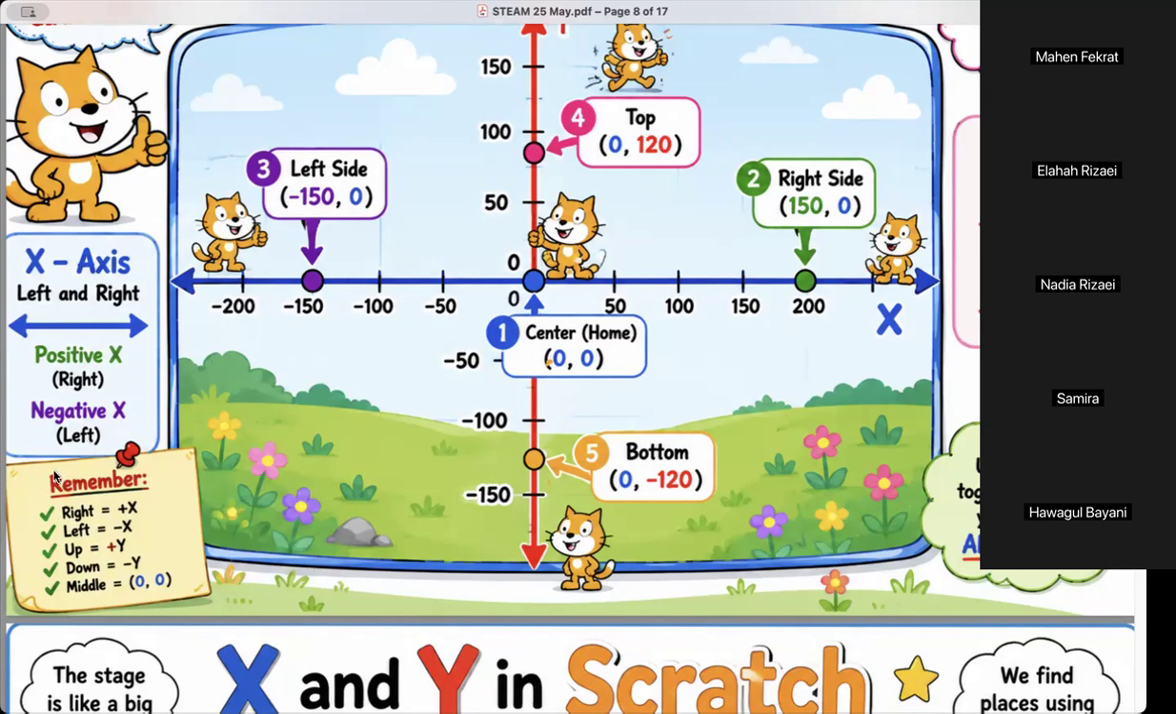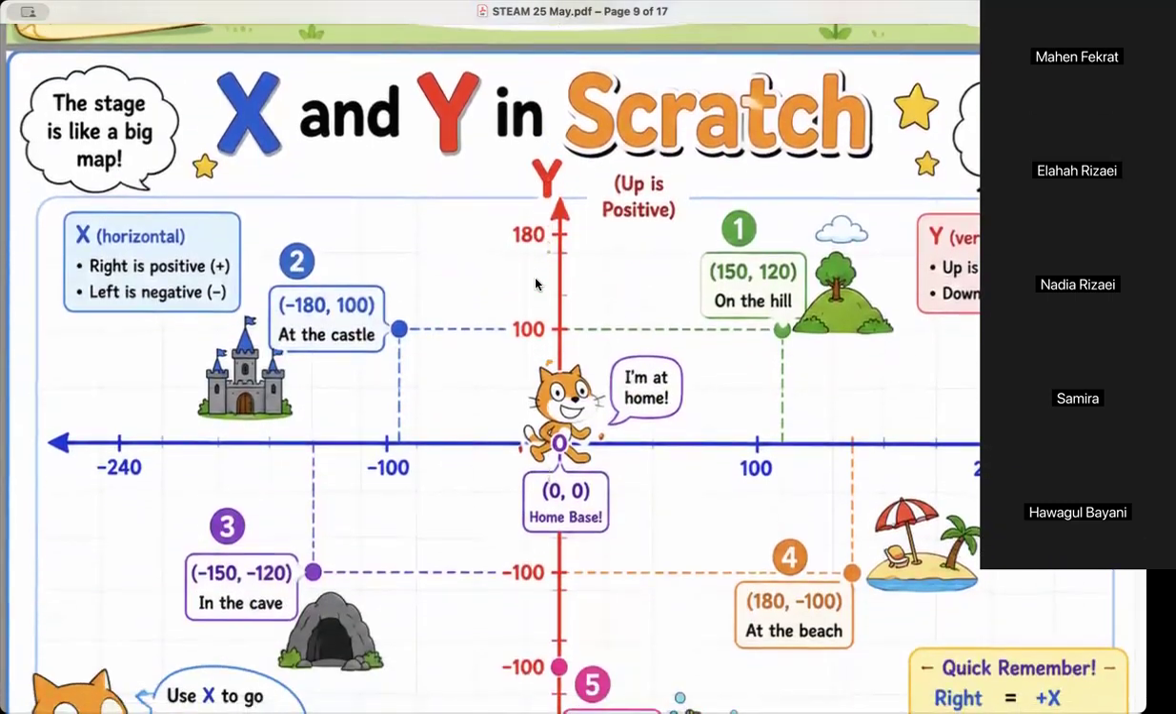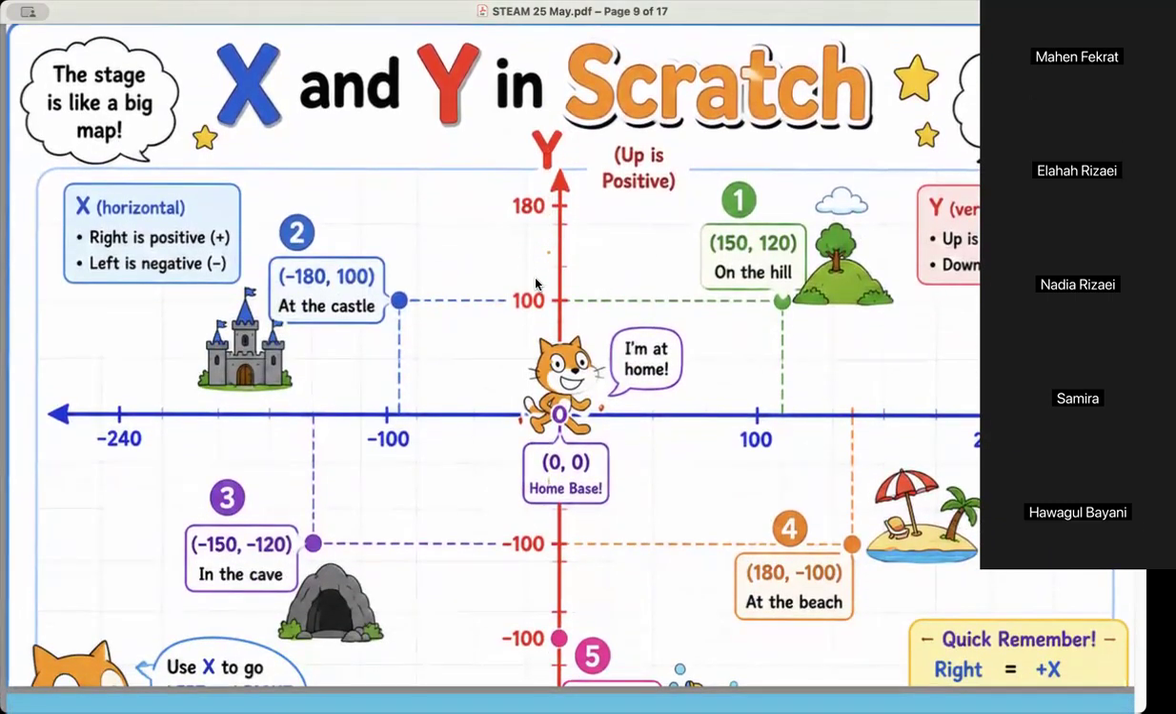So here, let's look at this one. Right plus. So if you're going right side, it is plus. Left side, it is minus. When you're going up, it is positive. When you're going down, it is negative. And when you're in the center, it is 0 and 0. Got it, girls? Sort of, right? Yes. That's okay. We're going to work this out, all right? Okay. The stage is like a big map.